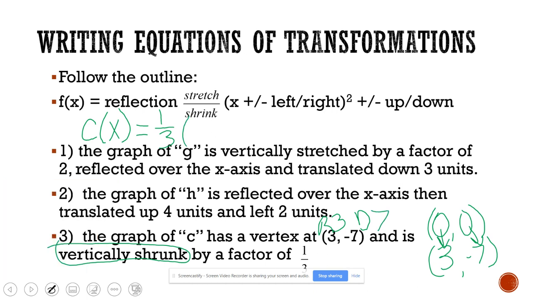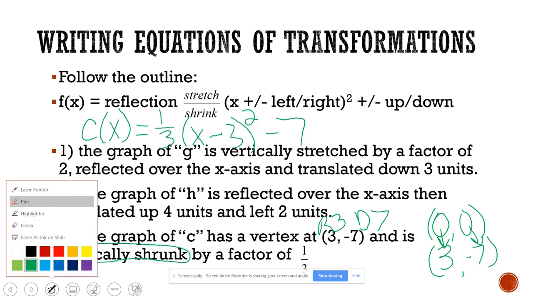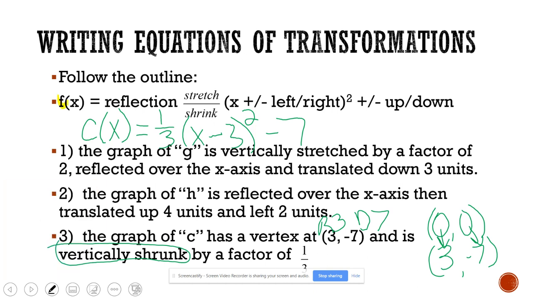So I'm going to need a parenthesis, x minus 3, because it's right 3, squared. Remember, we're quadratic right now. And then minus 7 for down 7. And there's our equation. I really want to make sure that we've got this part right here. I think for those of us who are visual people, this is really helpful to have this down when you're trying to write these equations.